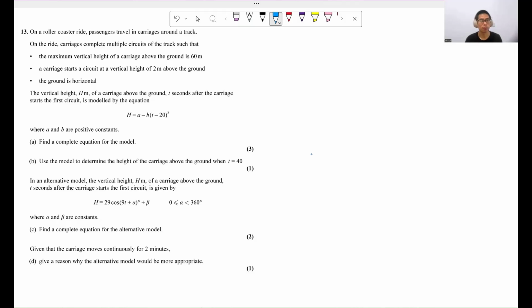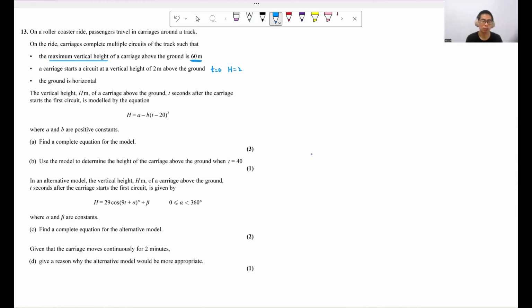Question 13. On a roller coaster ride, passengers travel in carriages around the track. On the ride, carriages complete multiple circuits of the track such that the maximum vertical height of a carriage above the ground is 60 meters. A carriage starts a circuit at a vertical height of 2 meters above the ground. So when t equals 0, h is equal to 2.